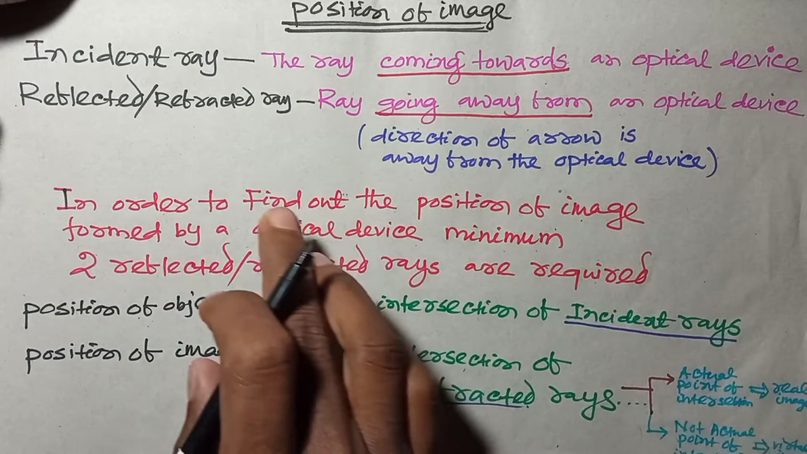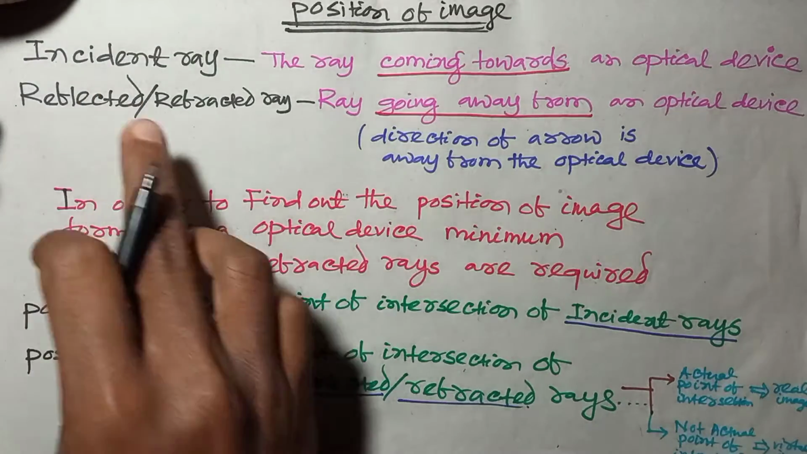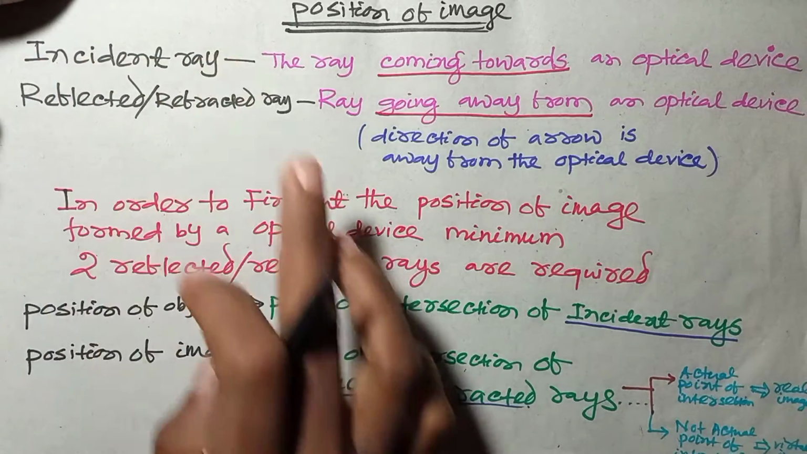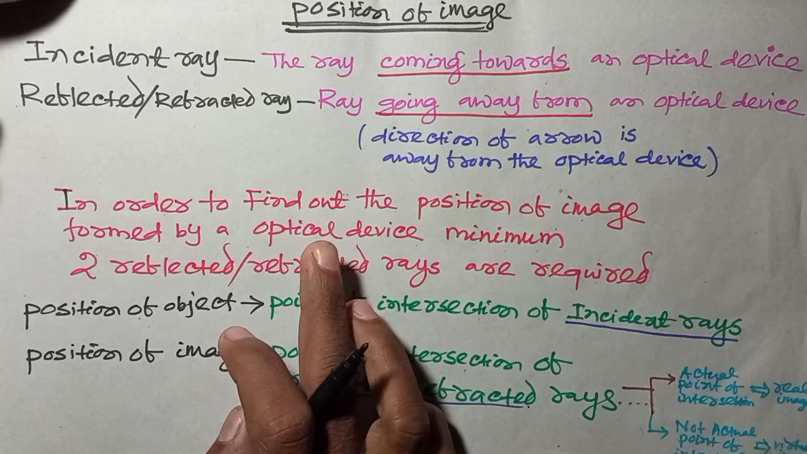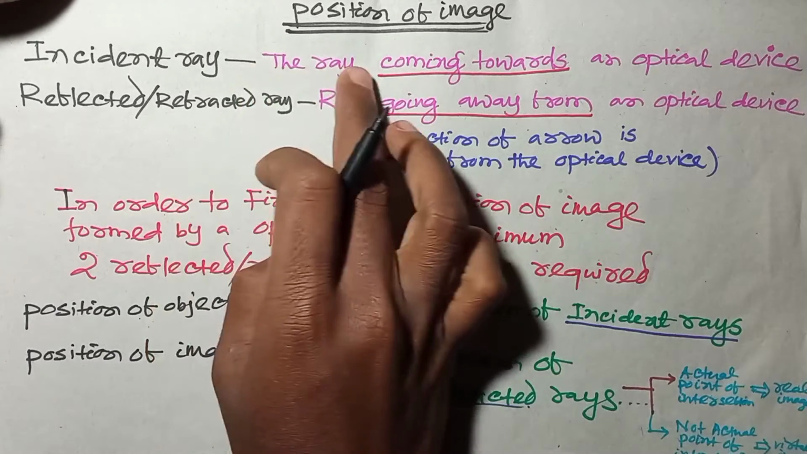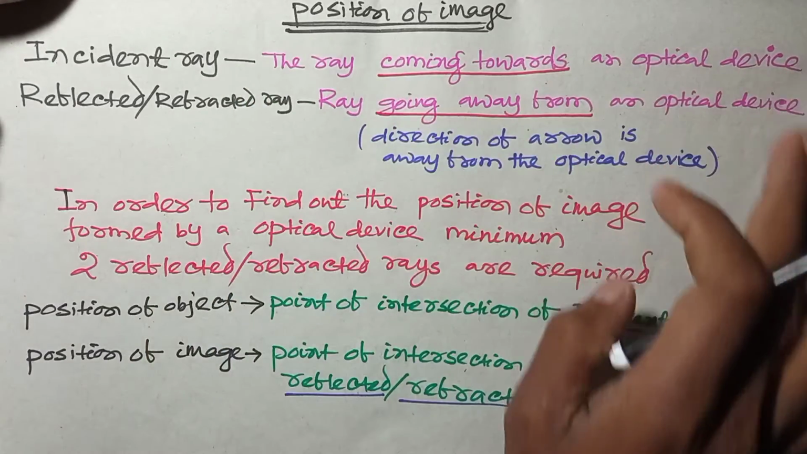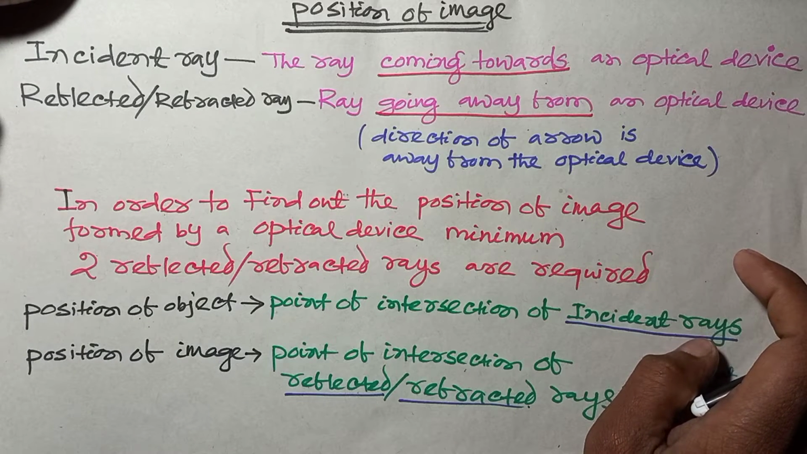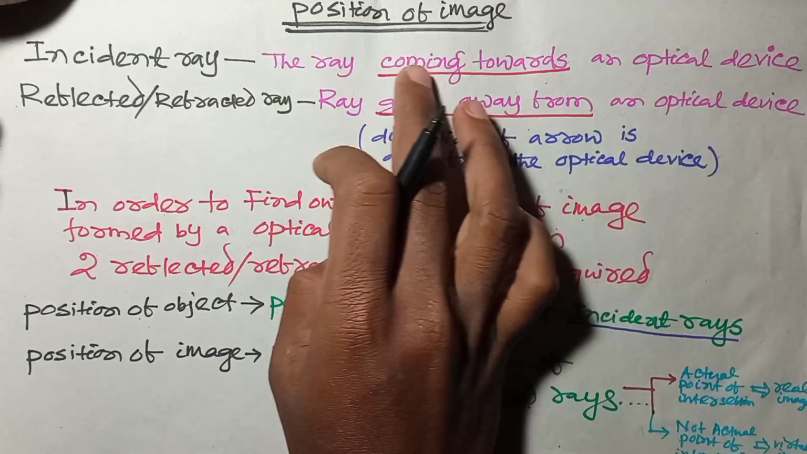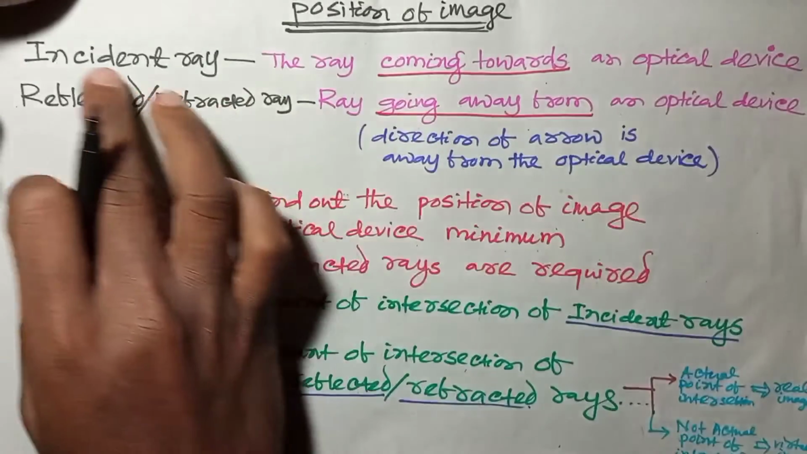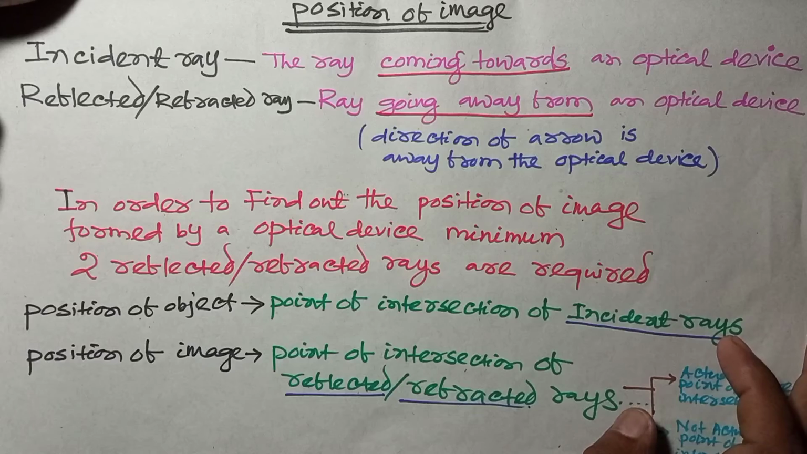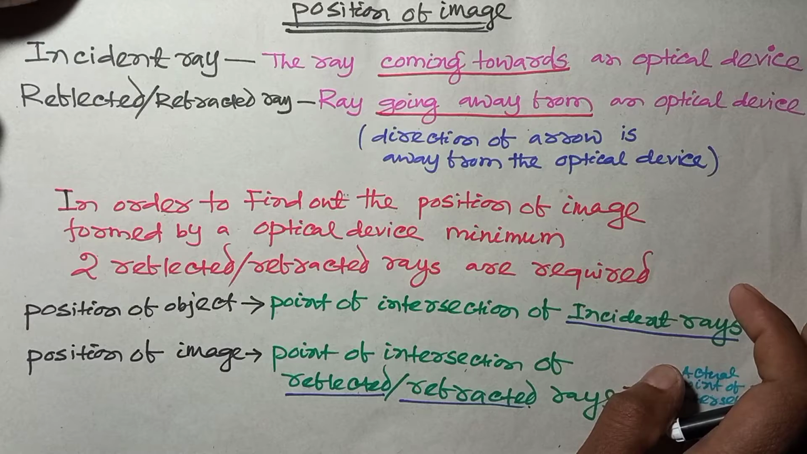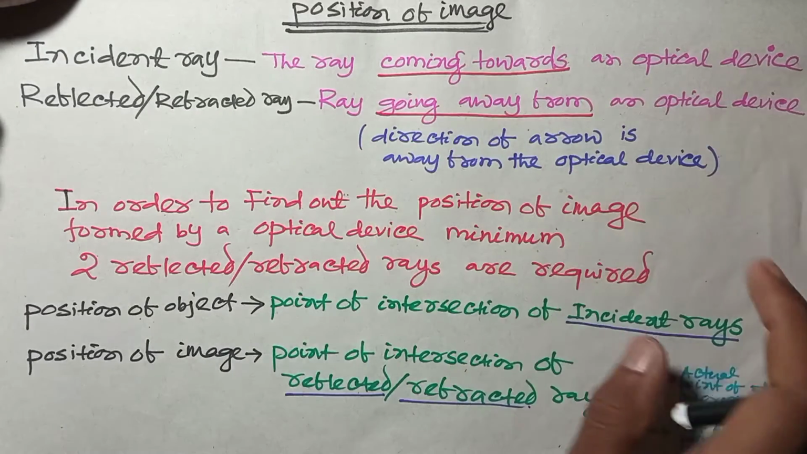So first of all, let's see some definitions. This is the incident ray. What is an incident ray? The ray which is coming towards an optical device. The optical device may be a mirror, lens or whatever. The ray which is coming towards an optical device is the incident ray. In case of an incident ray, the direction of the arrow is towards the optical device.